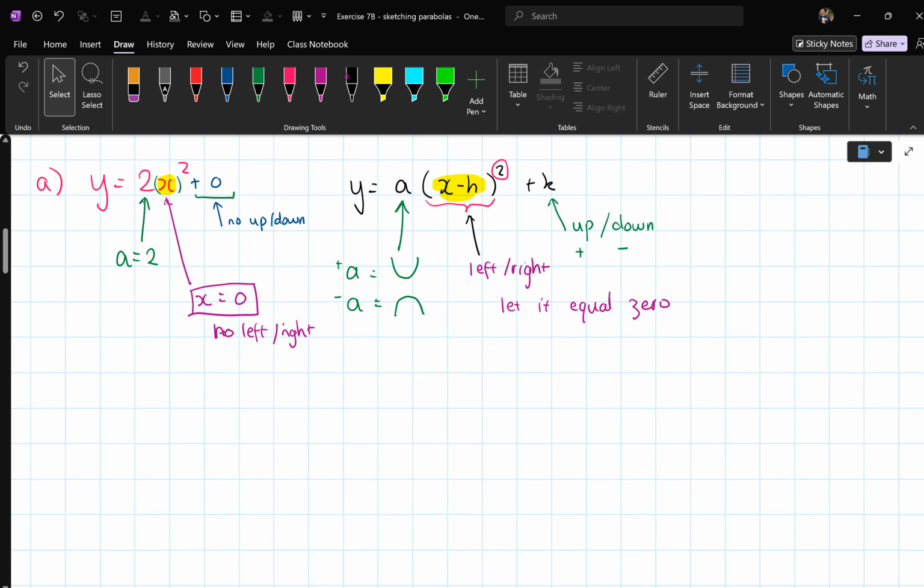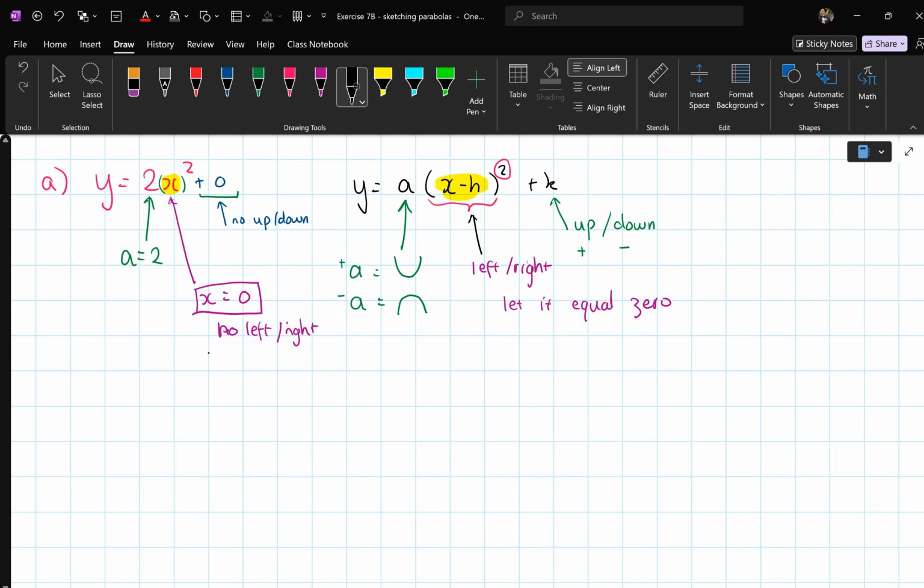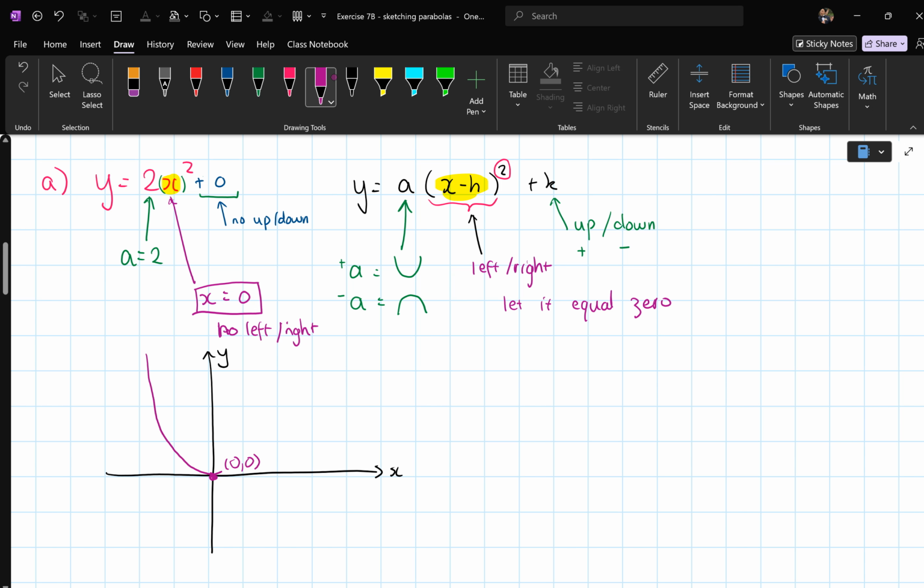If you put it all together now, you can look at the graph. This is what the Cartesian plane looks like: here's my y-axis, here's my x-axis. It doesn't move up or down, so it stays at the center. And it doesn't move left or right, so it still stays at the center, which is at 0, 0. I just know it's a smiley shape. So there's my turning point, and that's what the shape looks like.